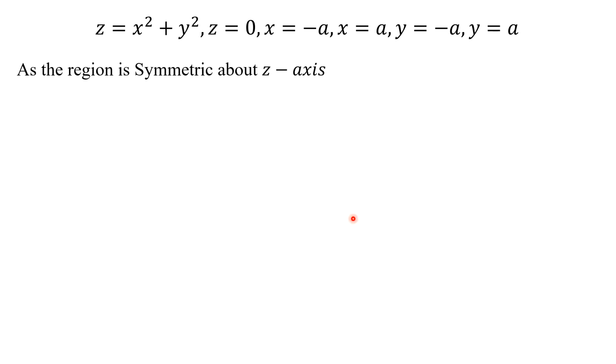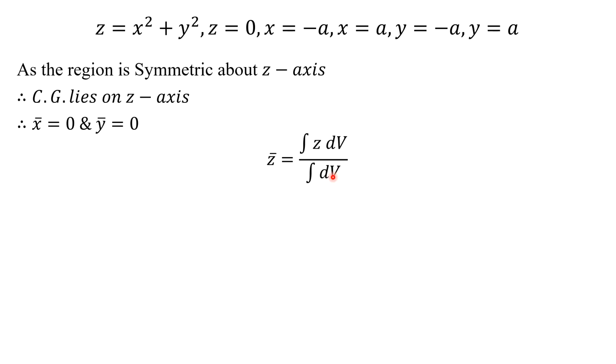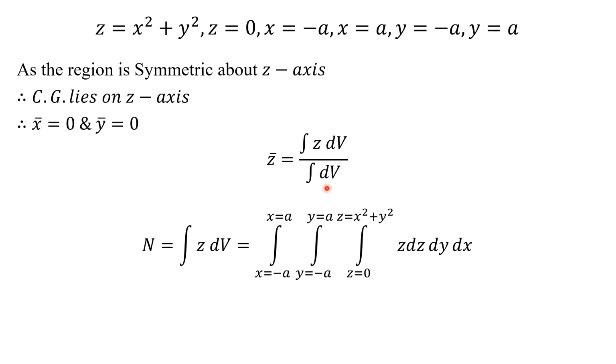Now one more thing: as the region is symmetric about the z axis, the center of gravity lies on the z axis, and therefore x bar and y bar are both 0. So we have to find z bar. This is the formula for z bar: integration of z dv upon integration of dv. So let us calculate the numerator and denominator separately.